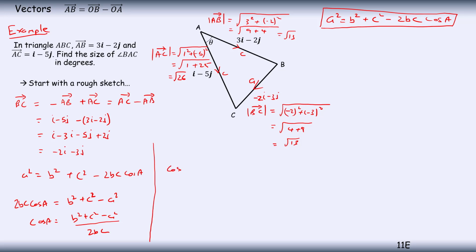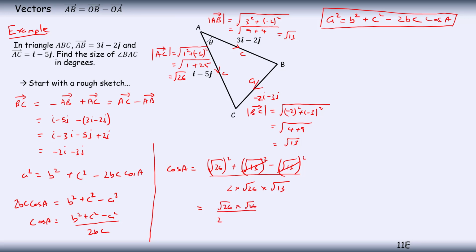So cos A is equal to, we can start to put the numbers in. B is square root of 26, so square root of 26 squared plus square root of 13 squared minus the square root of 13 squared. I can see straight away that those two are going to cancel. And on the bottom I've got 2 times the square root of B, 26, times the square root of C, 13. Now those two cancel each other out, that minus that. So we're left with the square root of 26 times the square root of 26, all divided by 2 times root 26 times root 13.